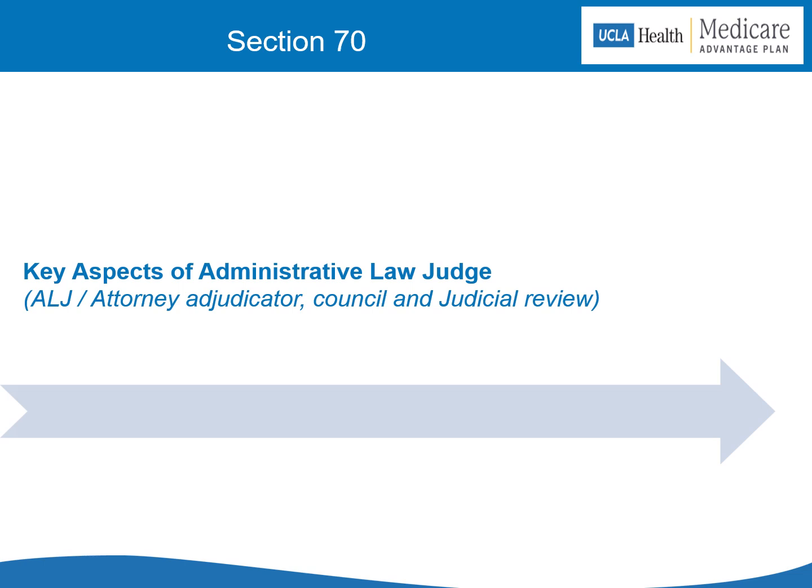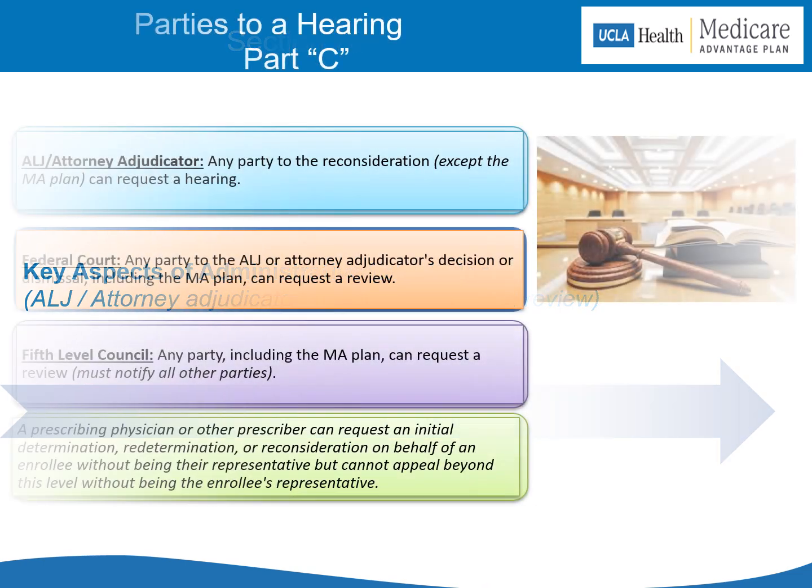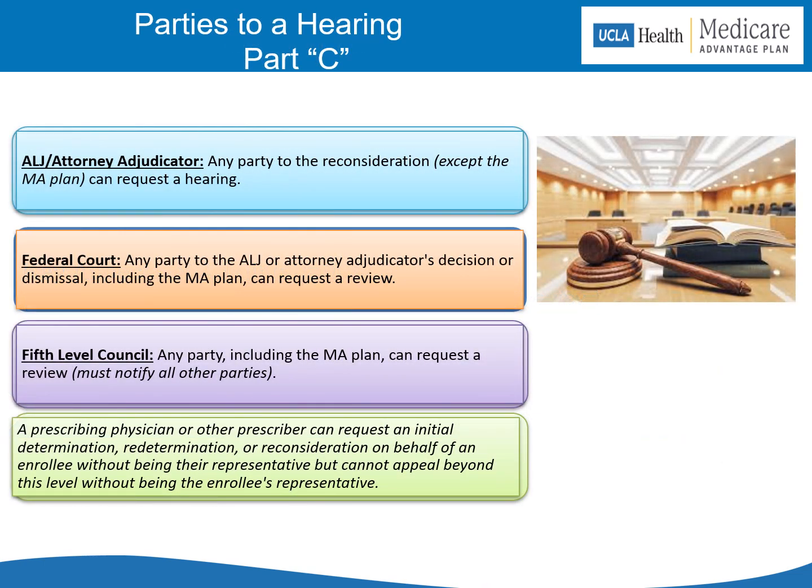Section 70, Administrative Law Judge, also known as the ALJ, Attorney Adjudicator, Counsel, and Judicial Review. What is an ALJ? ALJ, otherwise known as the Administrative Law Judge, is an independent federal judge who conducts hearings and makes decisions regarding member appeals. They essentially act as the court in these administrative proceedings, determining if someone is eligible for benefits like Medicare.